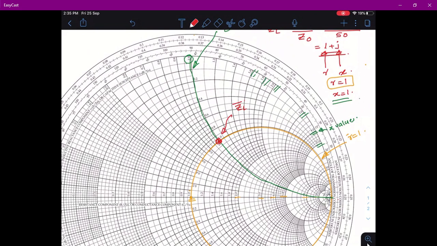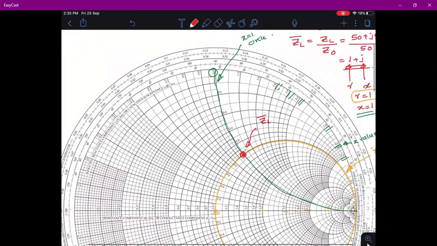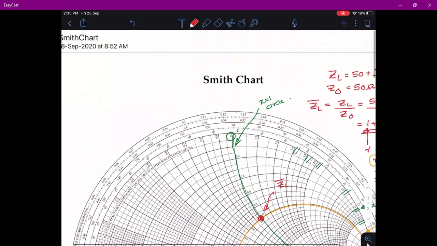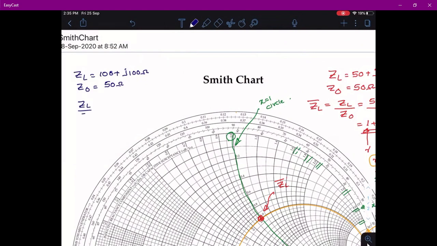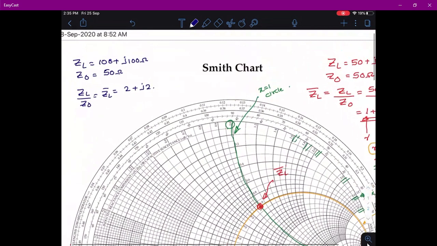Fine. Let's take one more example. Let's take ZL equal to 100 plus J100 ohm and Z0 equal to 50 ohm. So my ZL by Z0, which is ZL bar, is equal to 2 plus J2. Fine. So we need to mark this in the Smith chart.